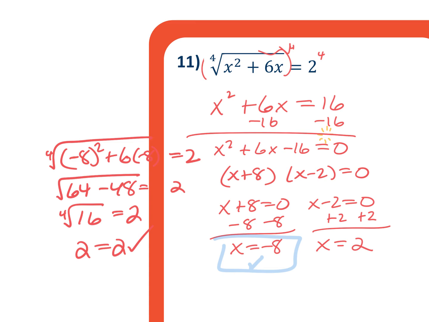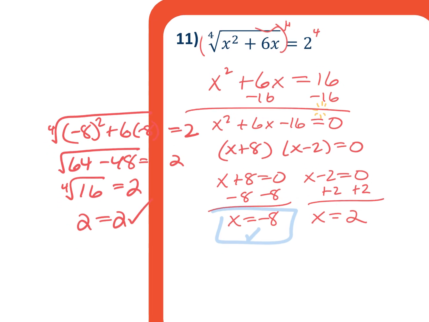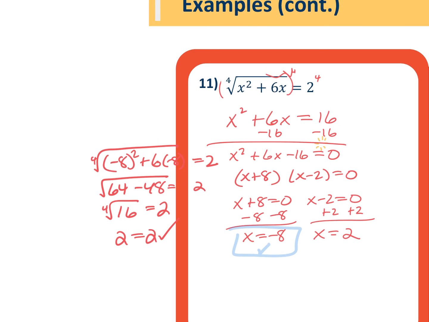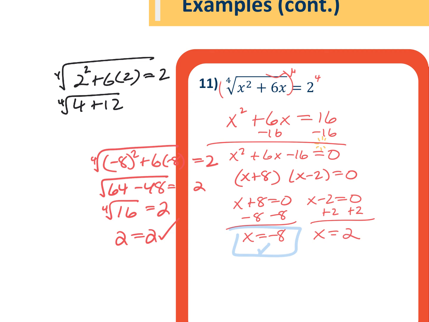And now let's plug in 2. So again, 2 squared plus 6 times 2 equals 2. 4 plus 12. 4 plus 12 is 16. 4th root of 16 is 2. This one checks as well. So 2 answers, negative 8 and positive 2.